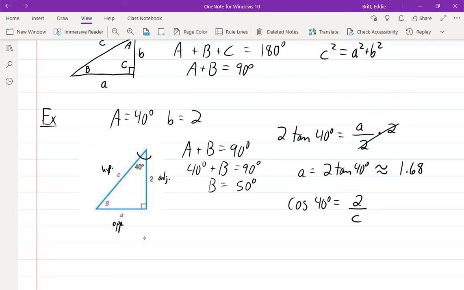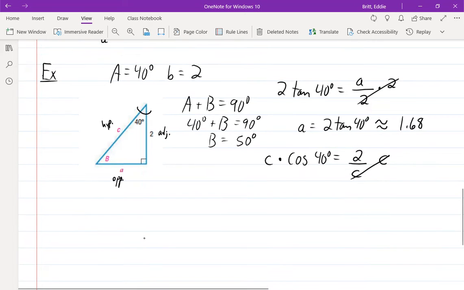Alright, so I need to solve for side C. That's the only unknown that I have. So I'll multiply both sides by C first, and that will cancel that C out. So I have C times cosine of 40 degrees equals 2. That's side C. So to get side C by itself, I divide both sides by the cosine of 40 degrees.